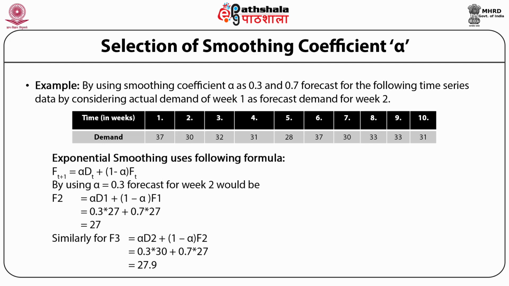Exponential smoothing, as indicated in the previous slide, uses the following formula, which was F(t+1) is equal to alpha D(t) plus (1 minus alpha) F(t). By using alpha as 30% or 0.3, the forecast for week 2 was calculated as F2 is equal to 0.3 into 27 plus 0.7 into 27, which gave us 27. Similarly, F3 or the forecasted demand for week 3 was 0.3 into 30 plus 0.7 into 27, which was 27.9. Forecast for other weeks can be calculated in a similar fashion, and the next slide shows final results with forecasted demand for both alpha, that is alpha is 30% and alpha is 70%.